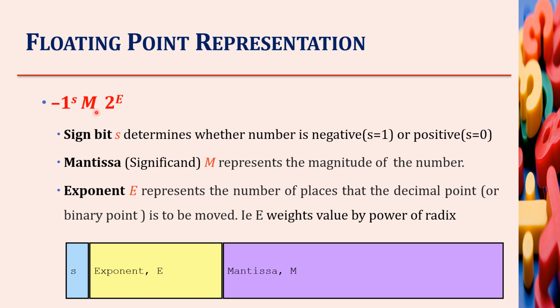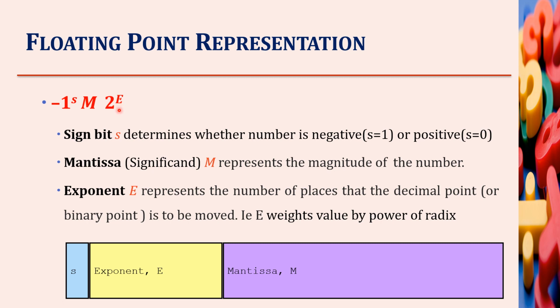It represents the magnitude of the number. It represents the value of the number. And in this 2 power e, this e represents the number of places that the binary point is to be moved. That is, the e weights the value by the power of the radix. Here it is a binary number, so the radix value is 2. So the e weights the value by the power of 2.